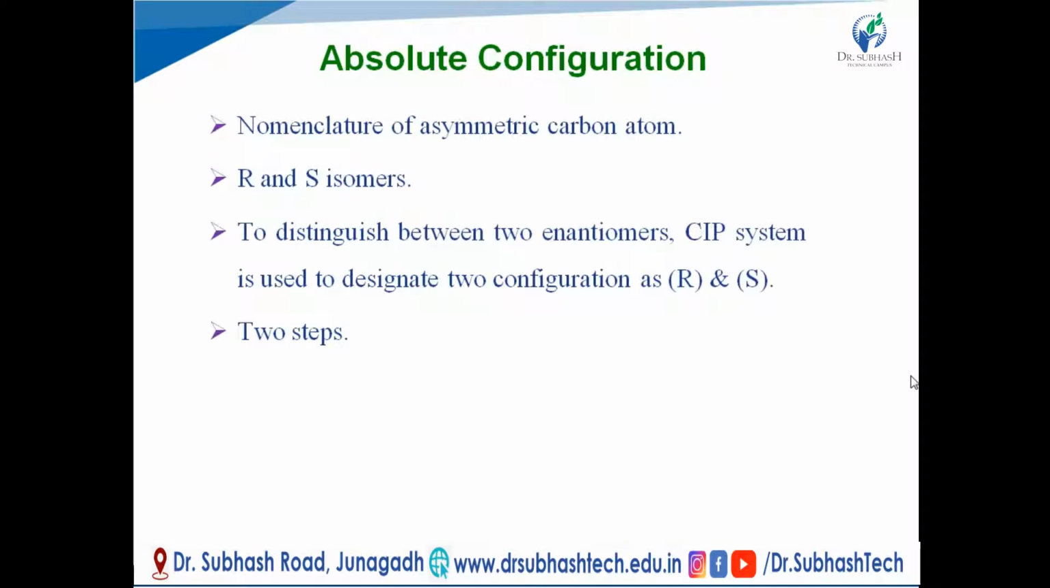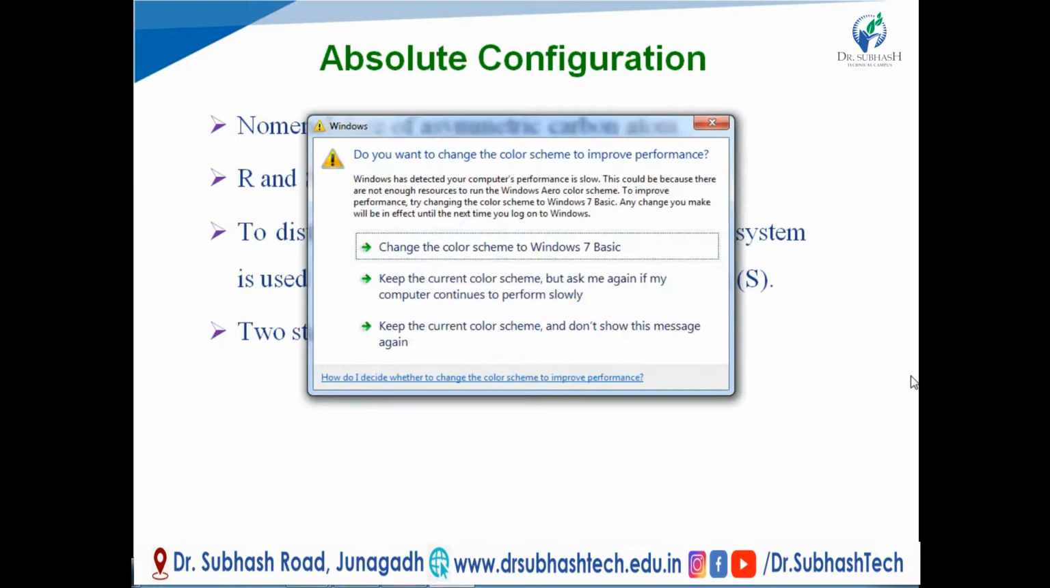First one is absolute configuration. It is the nomenclature of the asymmetric carbon atom present in optically active compounds, and it produces the enantiomers. Now these enantiomers can be named as R isomer or S isomer according to their configuration. It is an absolute configuration.